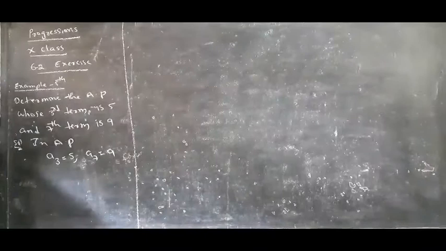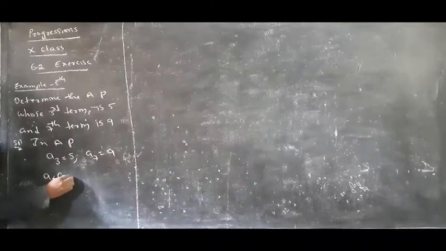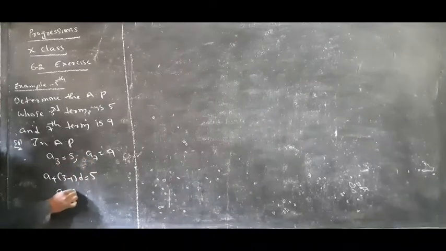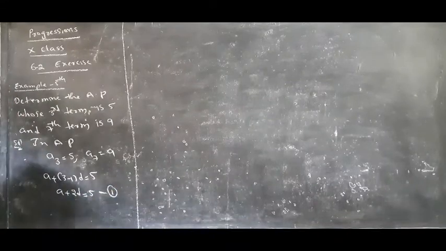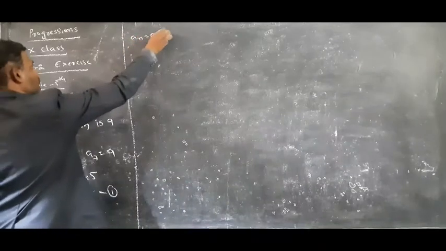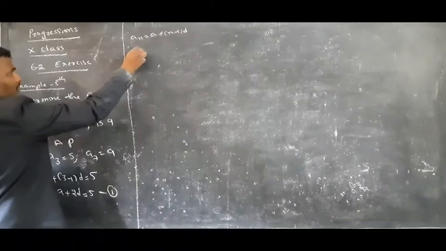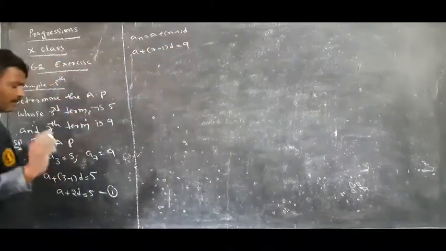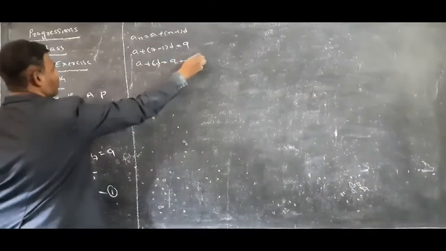See, A3 means third term. How do you write the third term? A plus 3 minus 1 into D is equal to 5. It means A plus 2D is equal to 5. That is equation 1. Then for the seventh term, An is equal to A plus n minus 1 into D. So seventh term: A plus 7 minus 1 into D is equal to 9. A plus 6D is equal to 9.